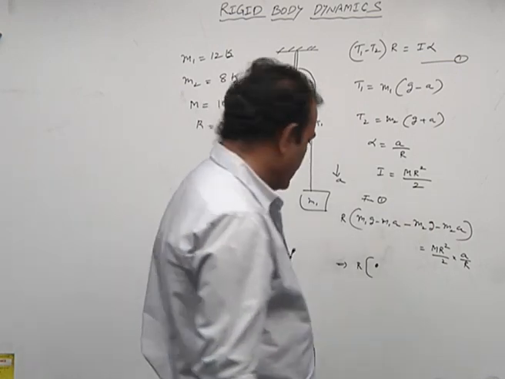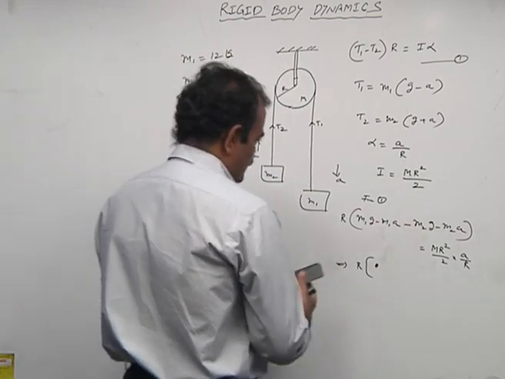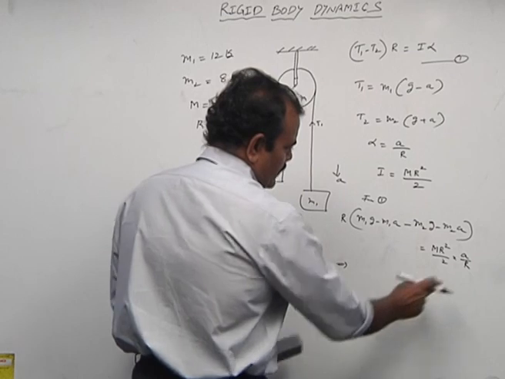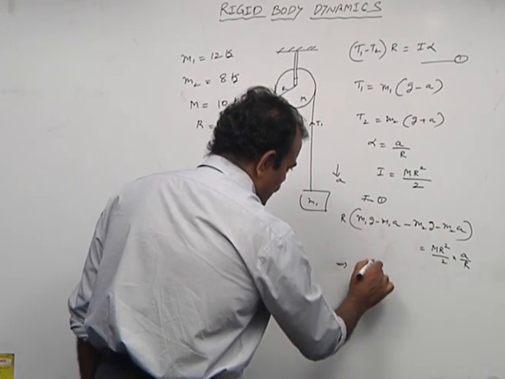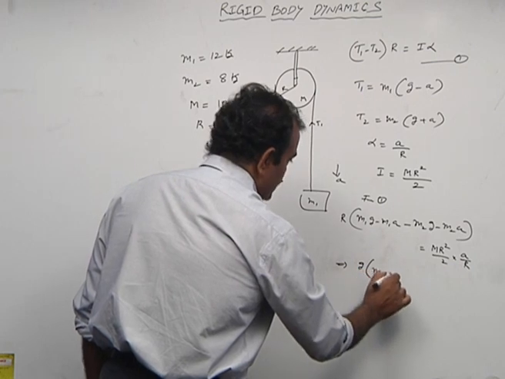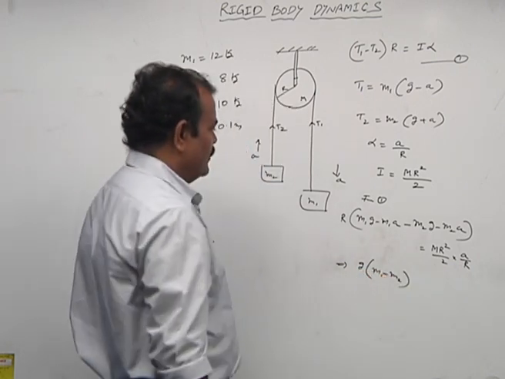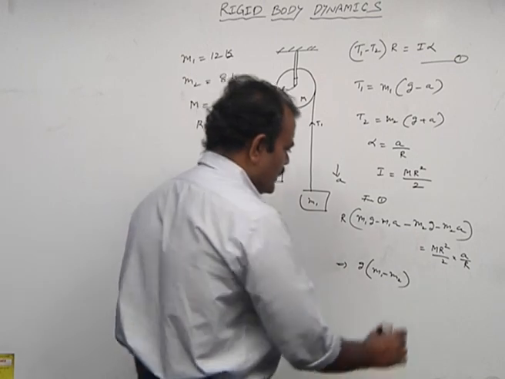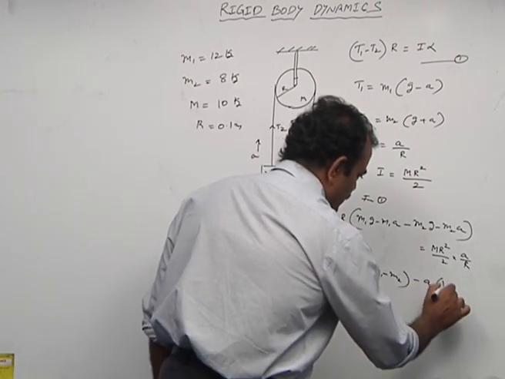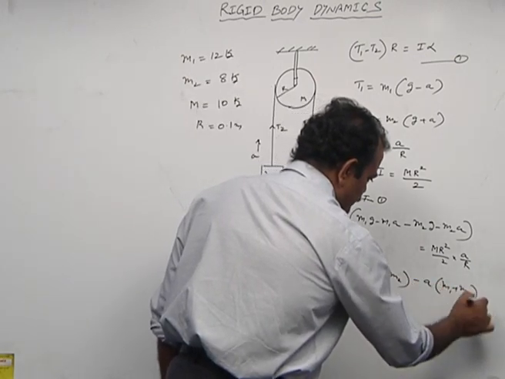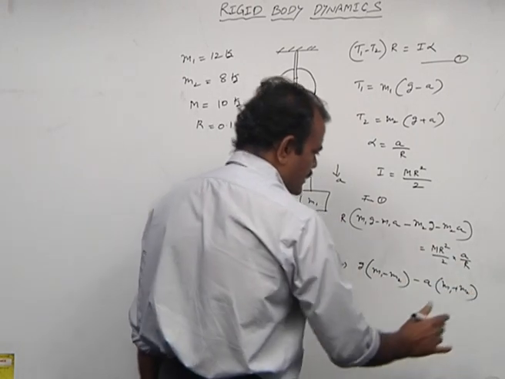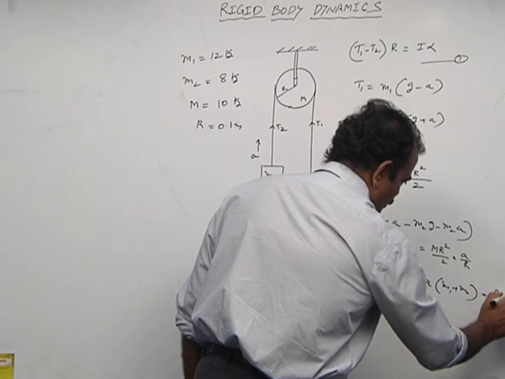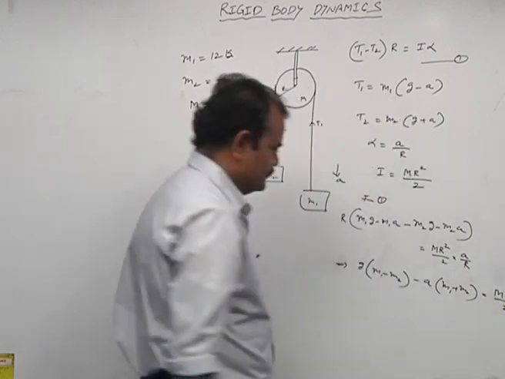Now that R also will be cancelled on both sides. So it is G of m1 minus m2, similarly minus A of m1 plus m2. Already this R is cancelled in this one, and that R is cancelled in this one. So that's why it is MA by 2.